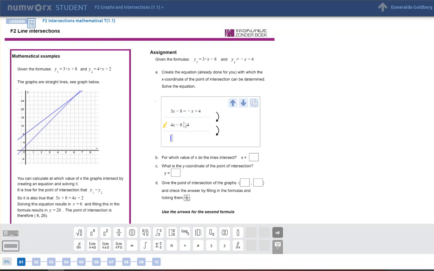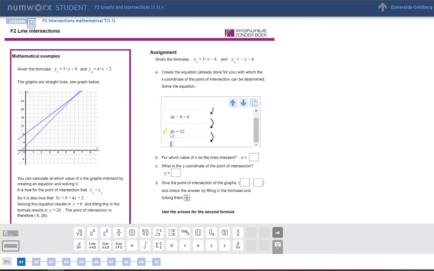Then we're going to remove the regular numbers from the left-hand side, and I can remove minus 8 by doing plus 8. That means I have 4x on the left-hand side, and on the right-hand side I have the result of 4 plus 8, which is 12.